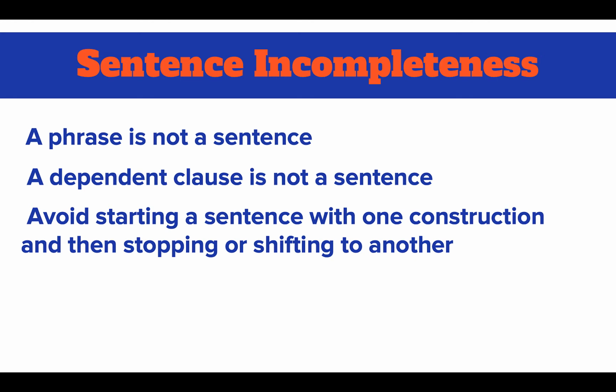So if you instead corrected that clause "when I grow up" to, "I want to be a firefighter when I grow up," right? That's obviously a complete sentence. So that's the independent clause. So that's what we're looking for in your sentence structures, right? And you want to avoid starting a sentence with one construction and stopping or shifting to another. So sometimes parts of sentences do not have the appropriate coordinating clauses, which makes them sound or seem awkward.